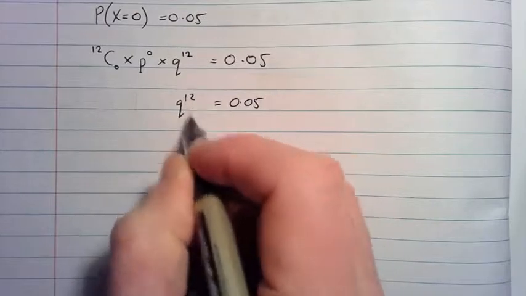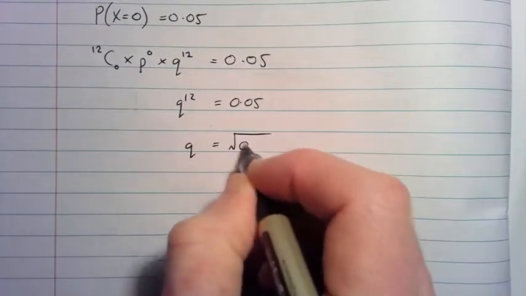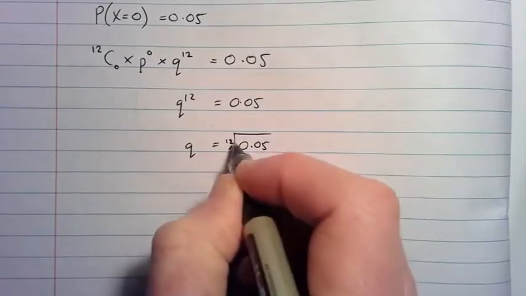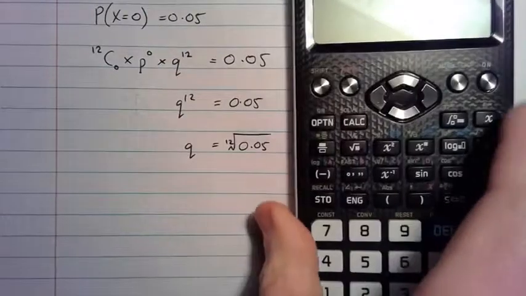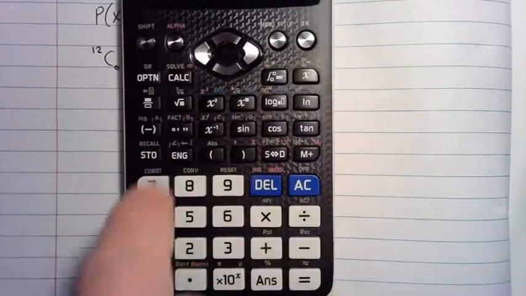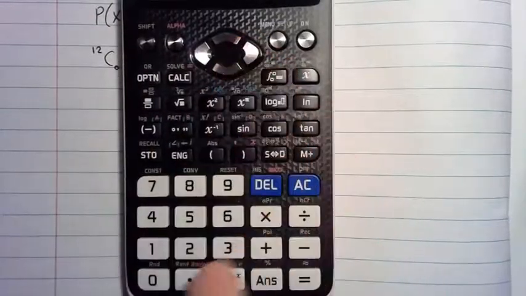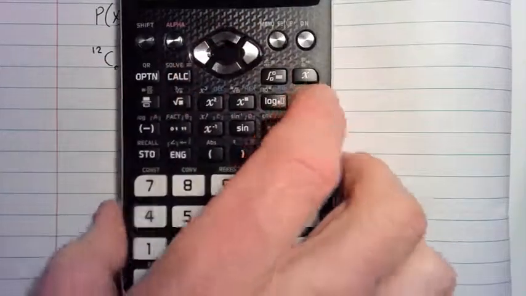How do you solve that? Well, you need to take the 12th root of 0.05. So to take the 12th root of 0.05, get your calculator out. The 12th root button is just above the power button. So the 12th root of 0.05 is 0.77907, etc.